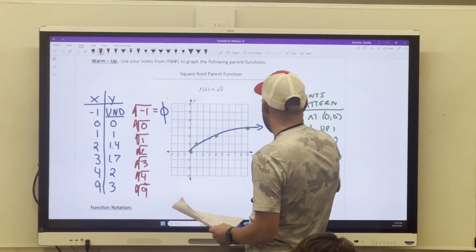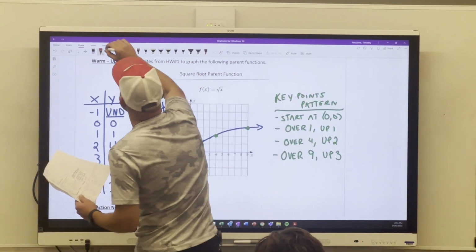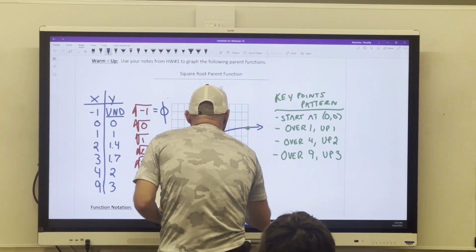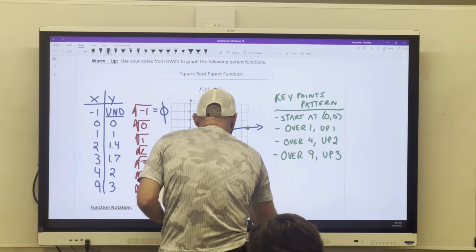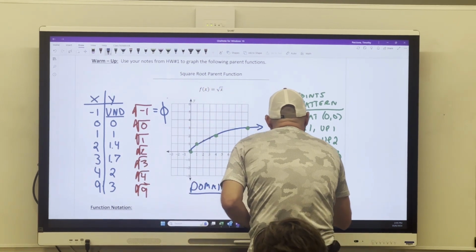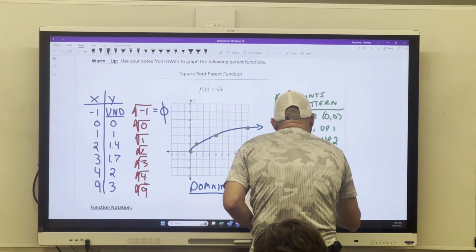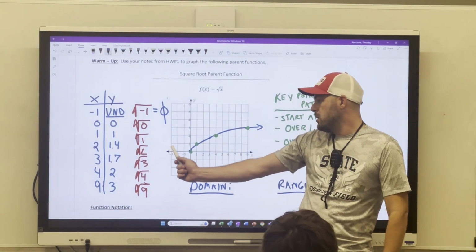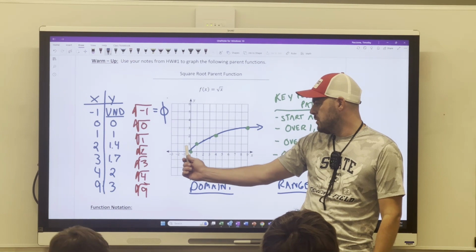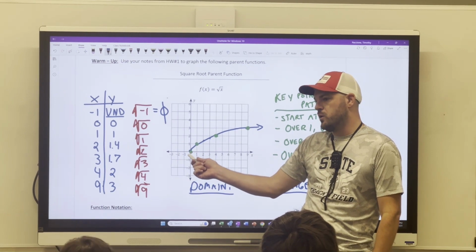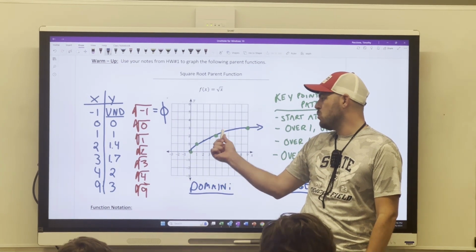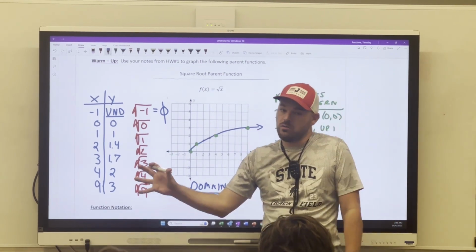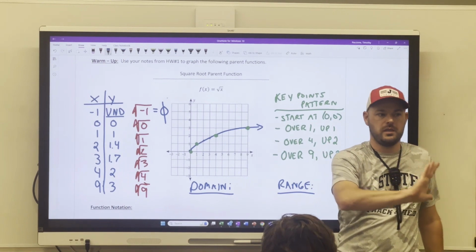So what I want you to do now, oh, real quick, domain and range. Remember, domain is all our possible x values. So I start over here and I'm like, no, no, no, yes. Where's my first point? 0. And then where does it stop? Never. So x can be anywhere from 0 to infinity.